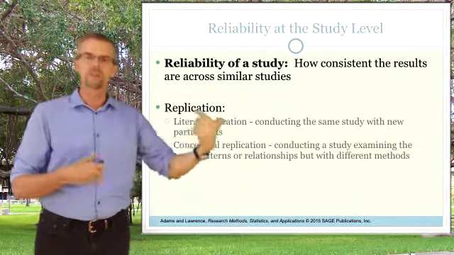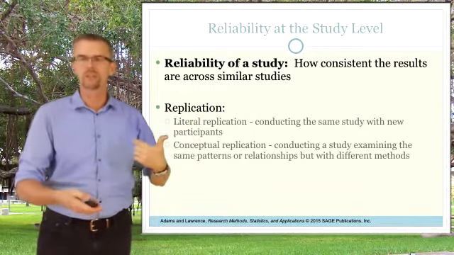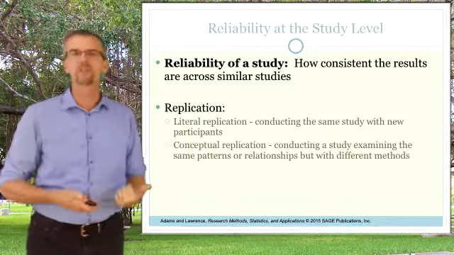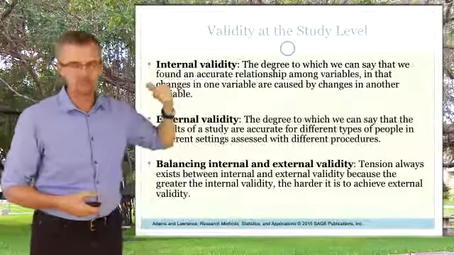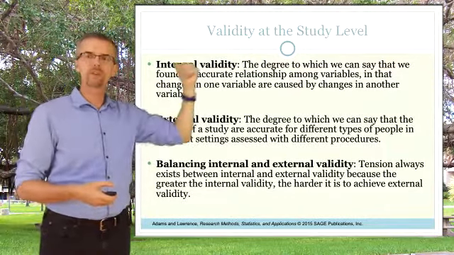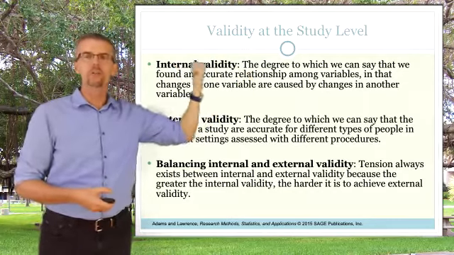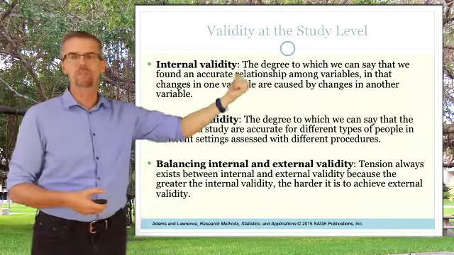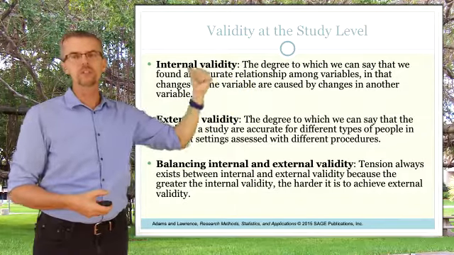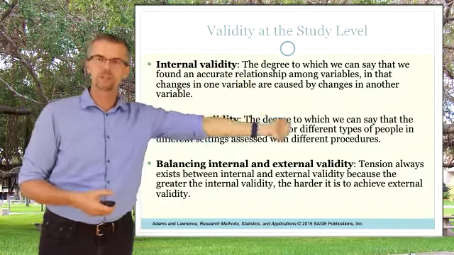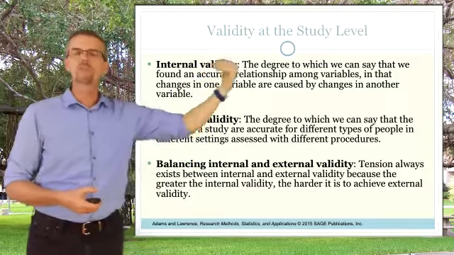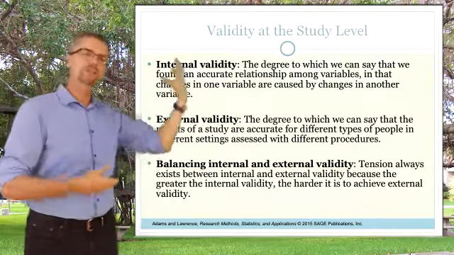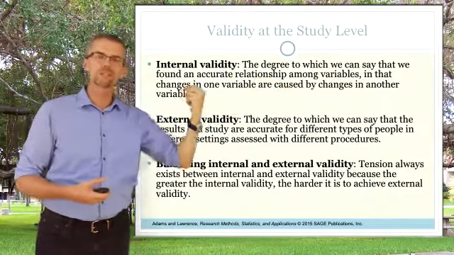So there's a lot of ways to do that: test and retest, and replication, a literal replication or a conceptual replication. Those are all ways to do that. You can come up with a measure of internal validity, which is the degree to which we can say that we found an accurate relationship among variables, in that changes in one variable are caused by changes in another variable. So these are a lot of the models that I wanted to do in assignment number 1, are these models were intended to look toward internal validity.